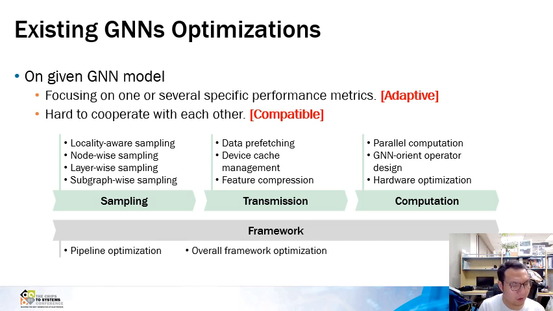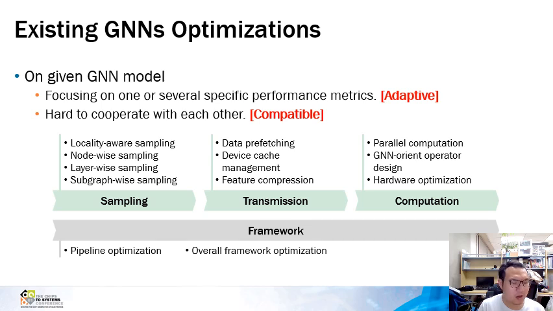When it comes to transmission optimizations, data prefetching can be widely used in various optimization frameworks. Some researchers investigated device cache management to fully utilize device resources. Others have developed activation compression techniques that significantly reduce the overall data transmission requirements.